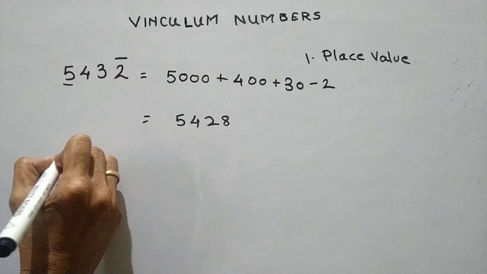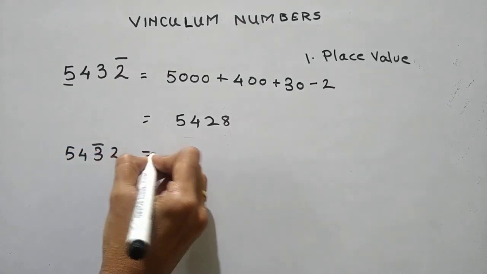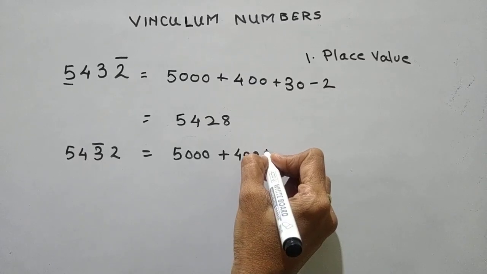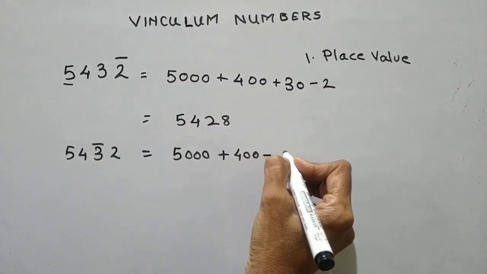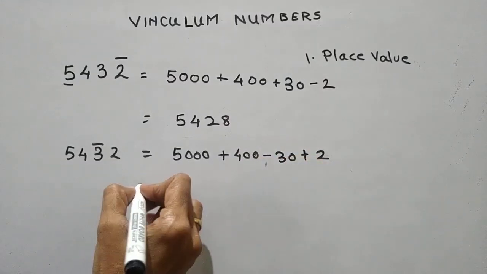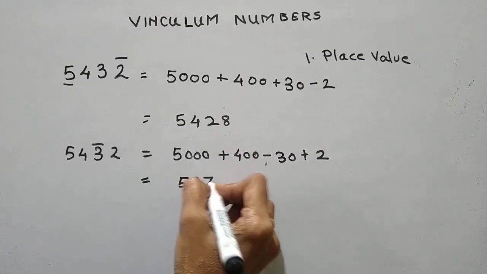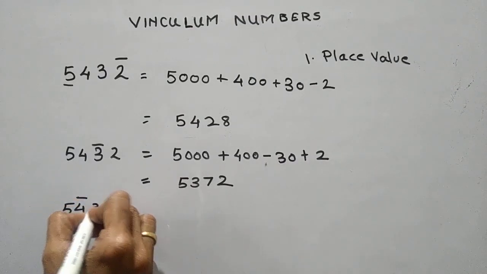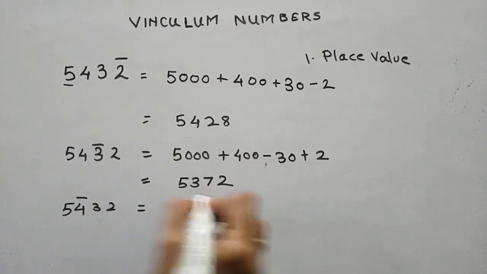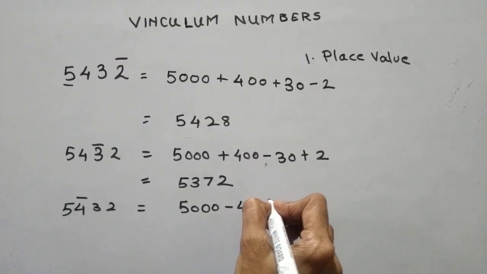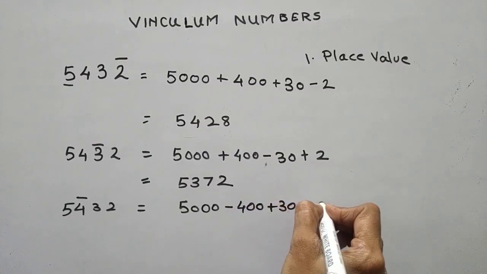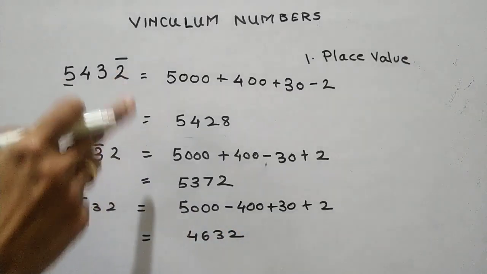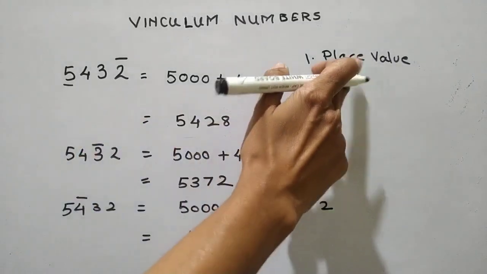Now let's take an example where the bar is on the second digit from right. So this will be 5000 plus 400 minus, now this time the bar is here, so we will have minus 30 plus 2. So the answer will be 5372. Okay, now one more we'll see. Here we have 5000. Now bar is over 4, so we write minus 400 plus 30 plus 2. So this time it is 4632. So this is how we convert vinculum number to normal number using the place value method.